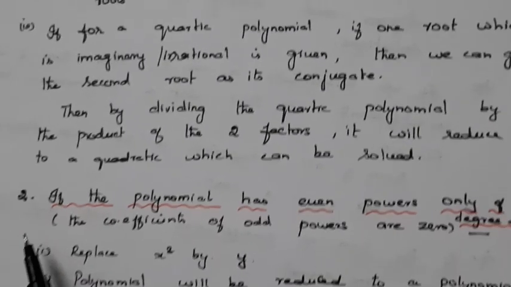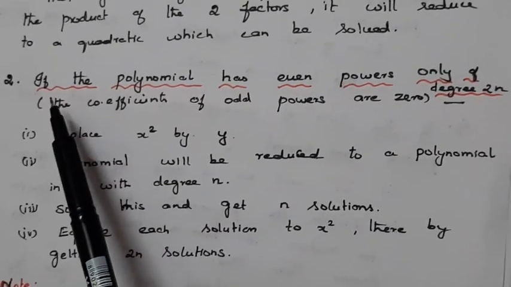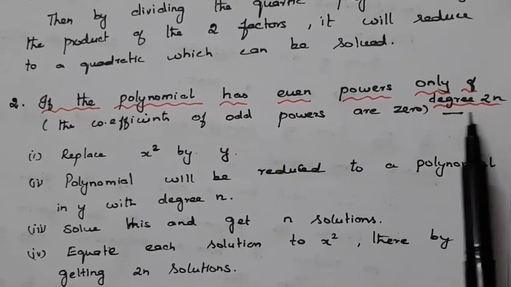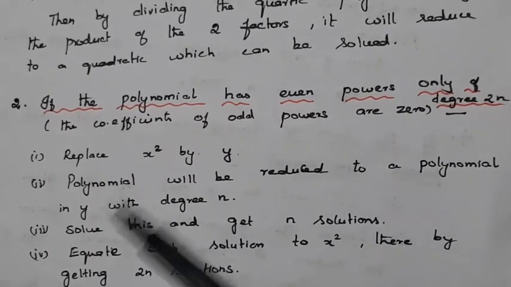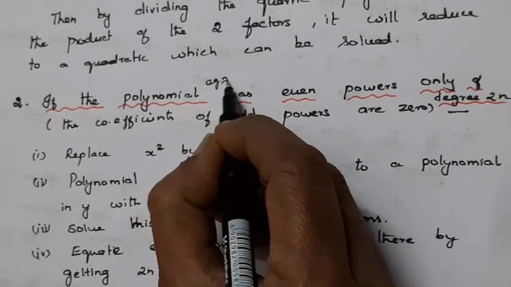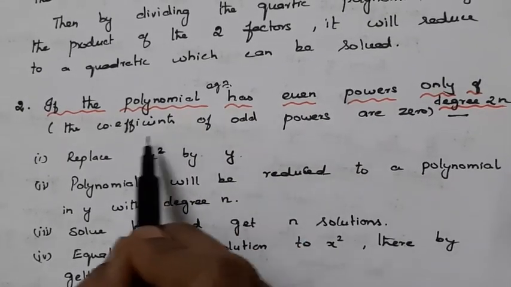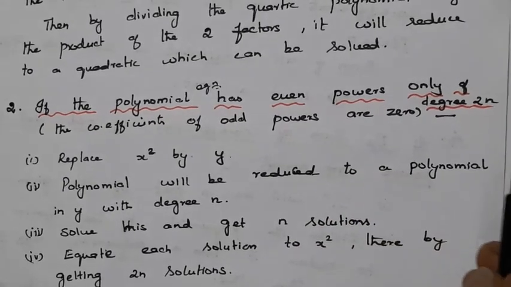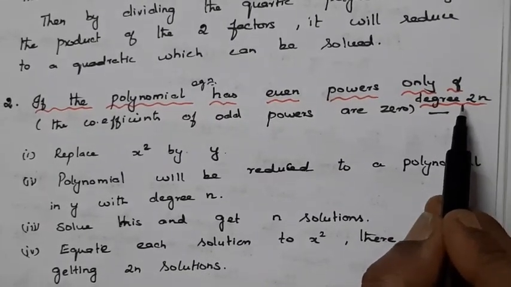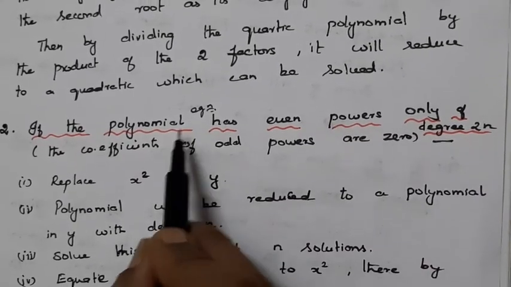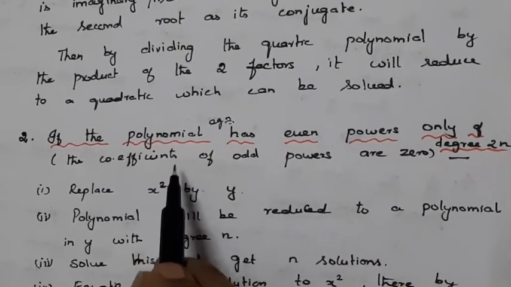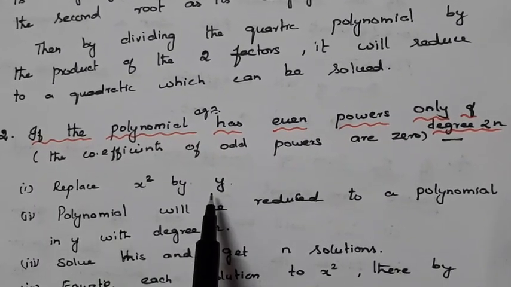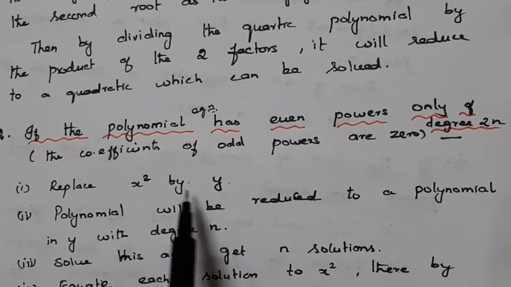Then the second technique is for when the polynomial has only even powers, of degree 2n. That is, the coefficients of odd powers are 0, and it only has even powers, x squared, x power 4, x power 6, like that, and it is of degree 2n. In such cases, how will you find the solution? The technique to be followed is to replace x squared by y. The first step is to replace x squared by y.